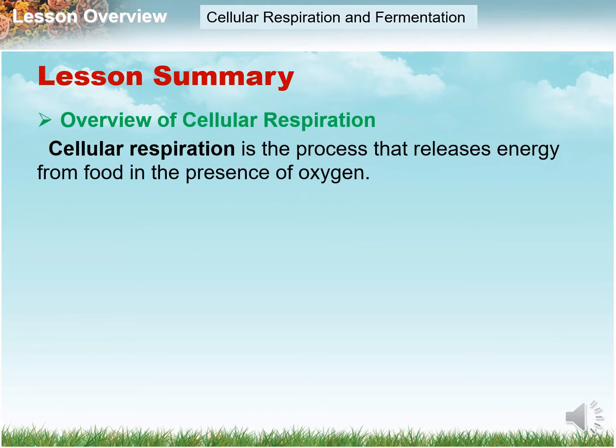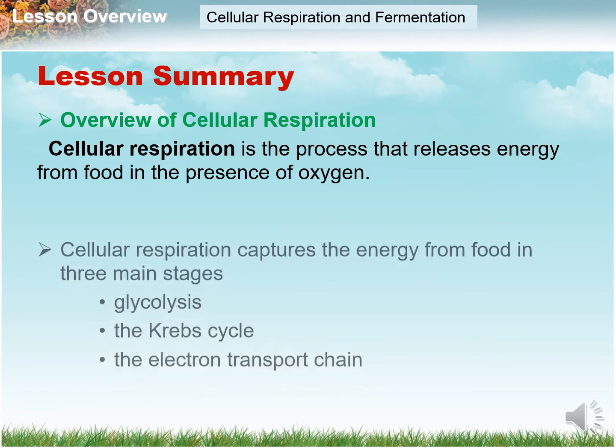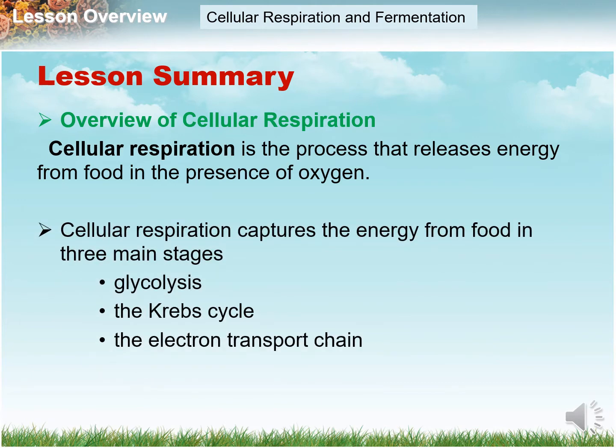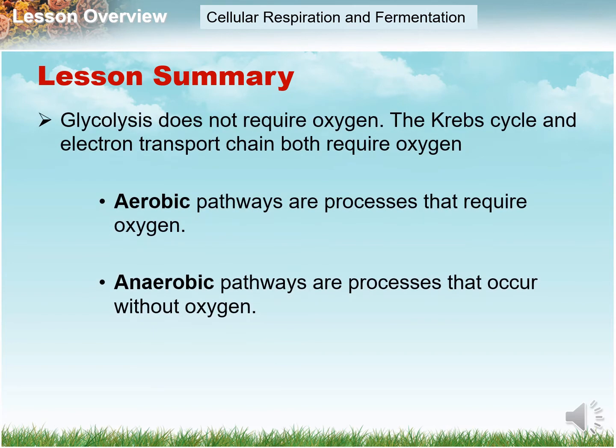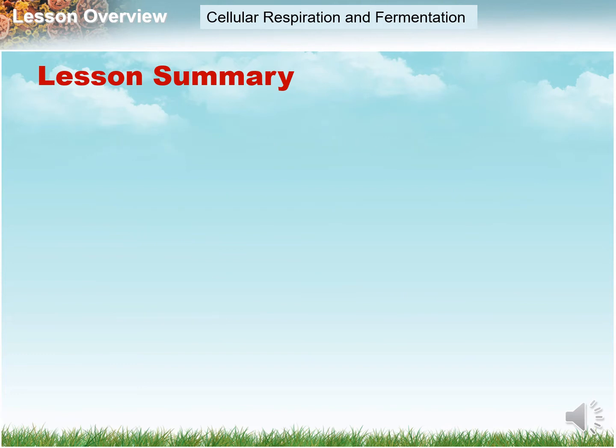Cellular respiration is a process that releases energy from food in the presence of oxygen. There are 3 steps. Cellular respiration captures the energy from food in 3 major stages: glycolysis, the Krebs cycle, and the electron transport chain. Glycolysis does not require oxygen. The Krebs cycle and electron transport chain both require oxygen. Aerobic pathways are processes that require oxygen, while anaerobic pathways are processes that occur without oxygen.